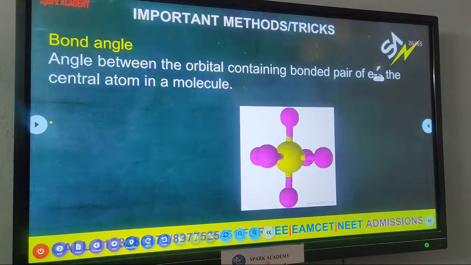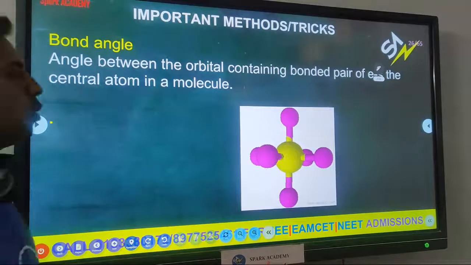After bond length comes bond angle. It is the second bond parameter. What are parameters? The terms related to the bond, such as bond length, are called bond parameters. The second one is bond angle.